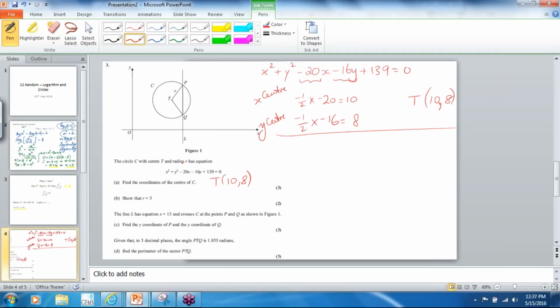Show that R equals 5. Now, this formula is in the form of x minus the center x, squared, and y minus the center y, squared. So that's the center 10, 8. And P is some x, y.